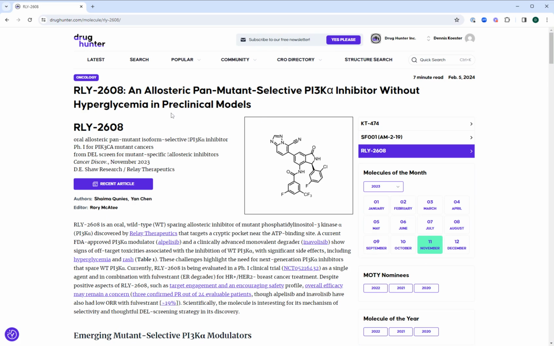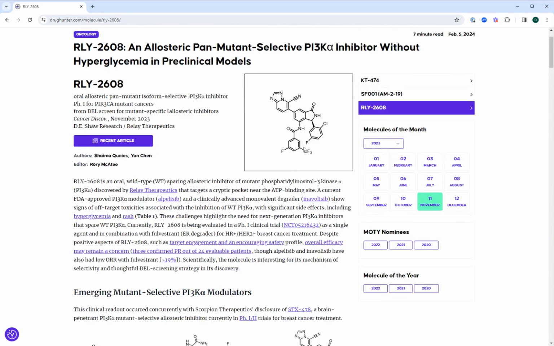What we will do is give you the name of the compound, an executive summary of where the molecule currently is, how it was discovered, and by whom it was discovered. We'll give you the structure here in this top paragraph as well.